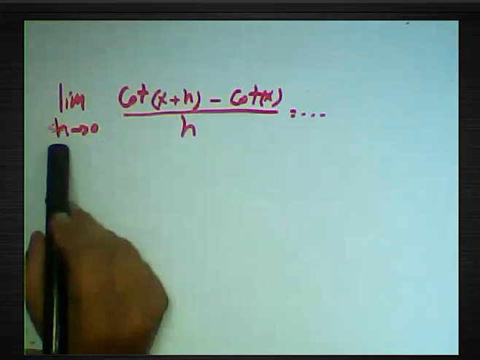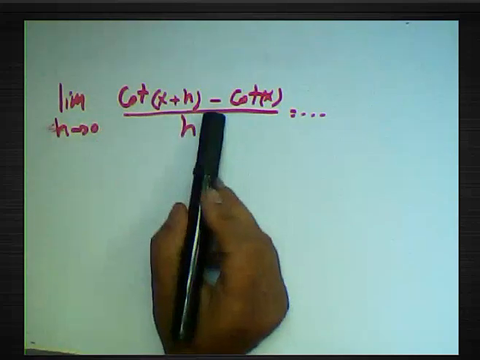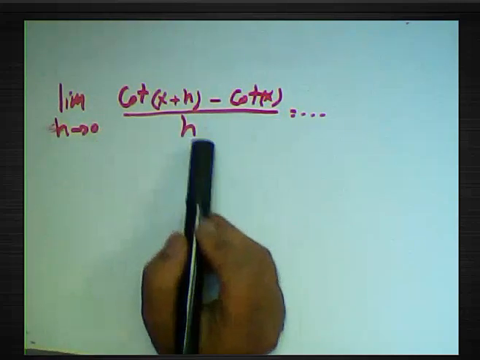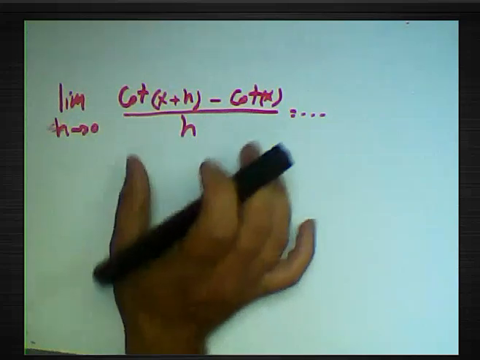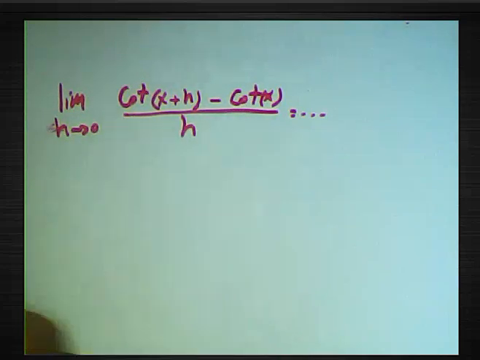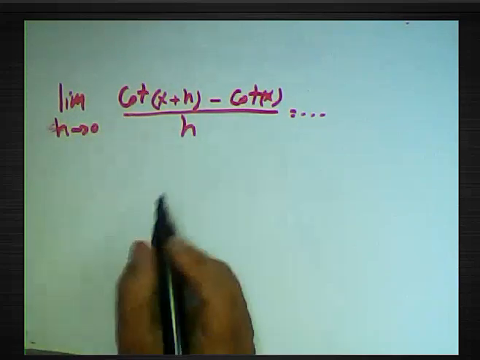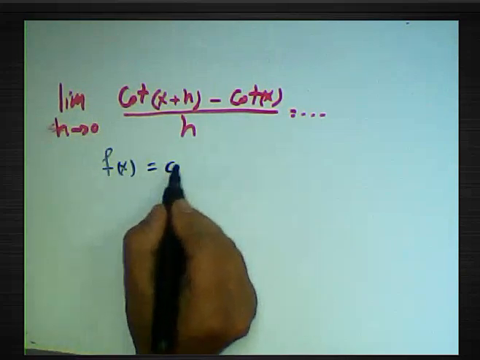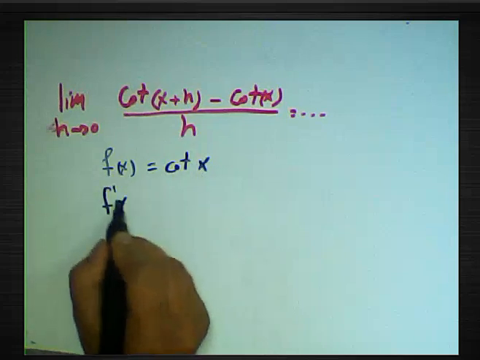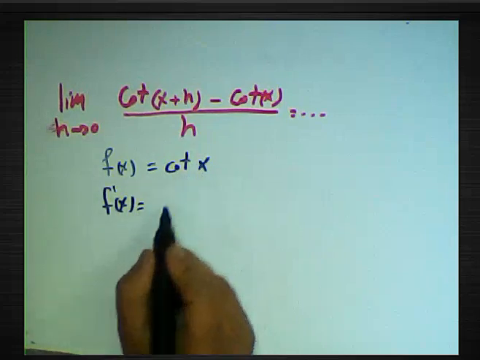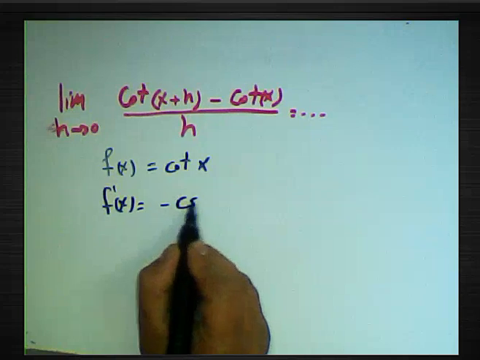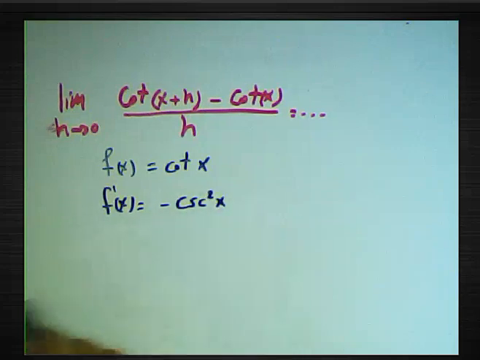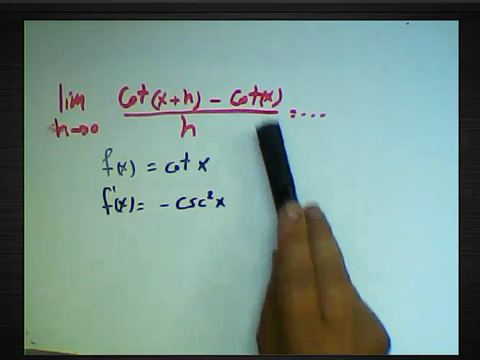The limit when h approaches 0 of (cot(x + h) − cot x) over h means the derivative of the function. If we put this function f(x) equal to cot x, and we want to find f'(x), the derivative of cot equals negative cosec² x. Okay, so the result will be negative cosec² of x. It means the derivative of this function.